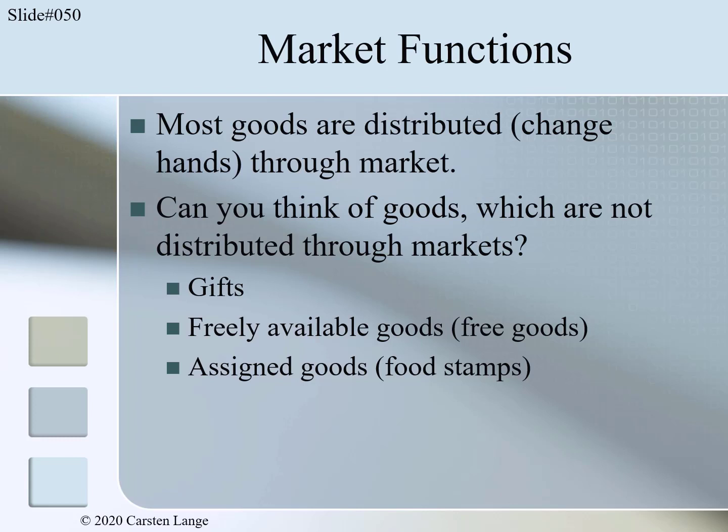The last example may sound a little bit obscure, but it is definitely an example for distributing goods other than through markets. Stolen goods. The goods get distributed from the victim to the thief. Again, the main mechanism to distribute goods is through markets. We usually buy and sell goods.